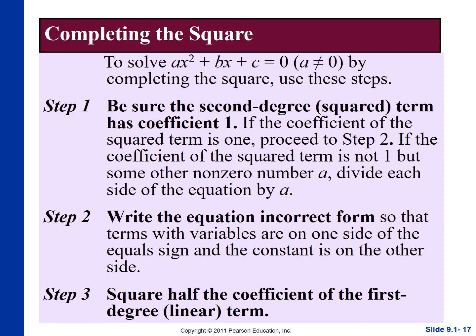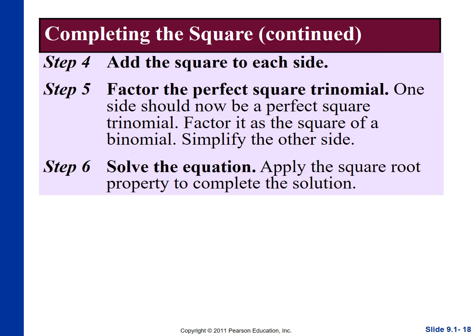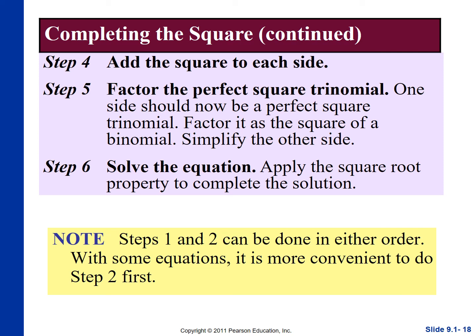Write the equation in correct form so that terms with variables are on one side of the equal sign and the constant is on the other side. Square half the coefficient of the first degree linear term. Add the square to each side. Factor the perfect square trinomial. One side should now be a perfect square trinomial. Factor it as the square of a binomial. Simplify the other side and then solve the equation. You can do steps 1 and 2 in either order. For some equations, it's more convenient to do step 2 first. So you're just going to have to take a look.